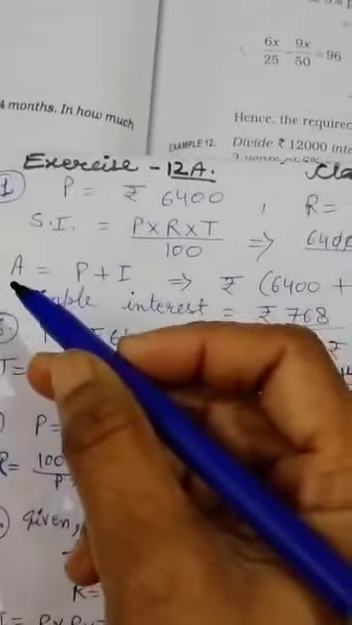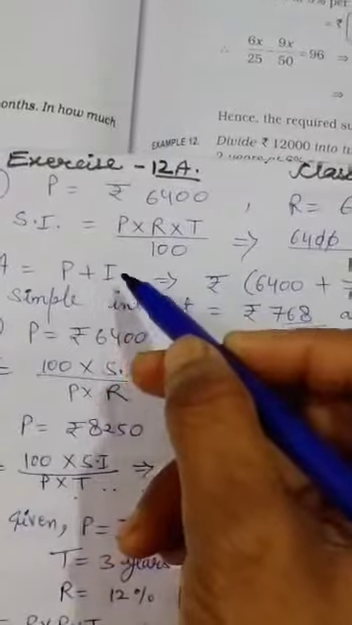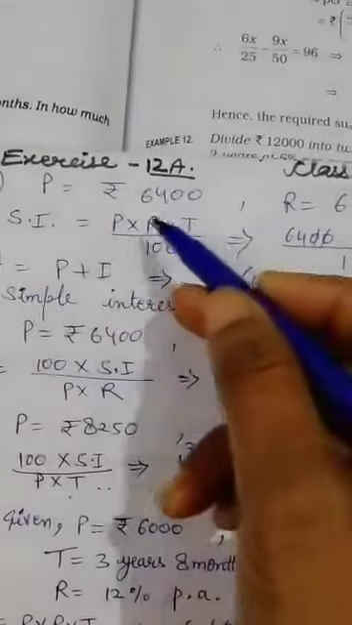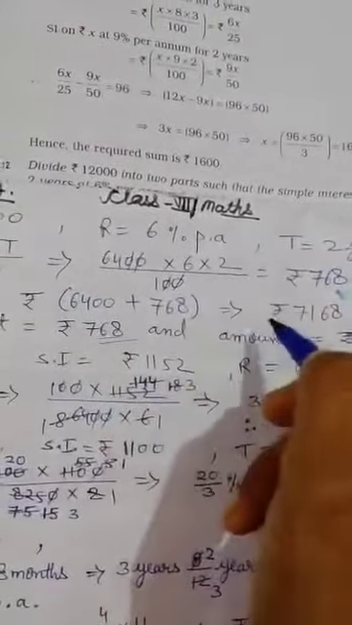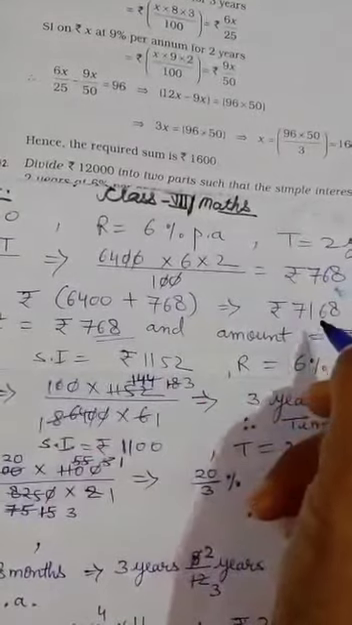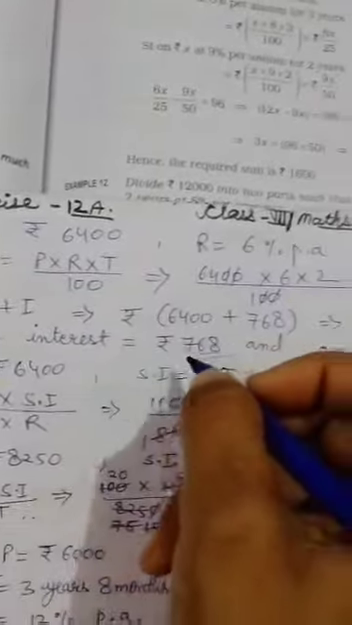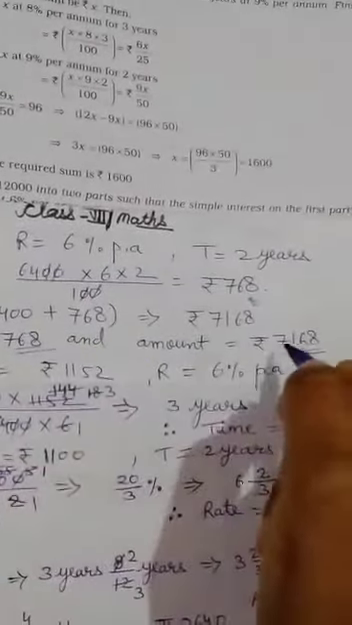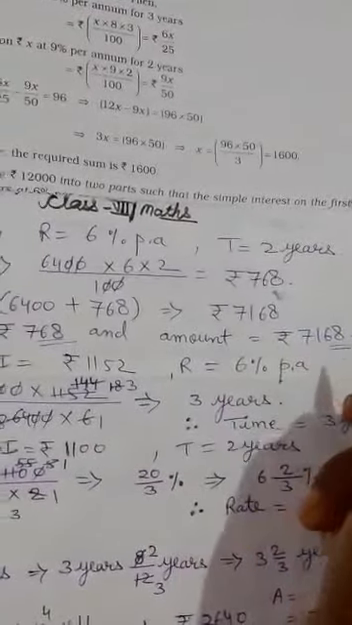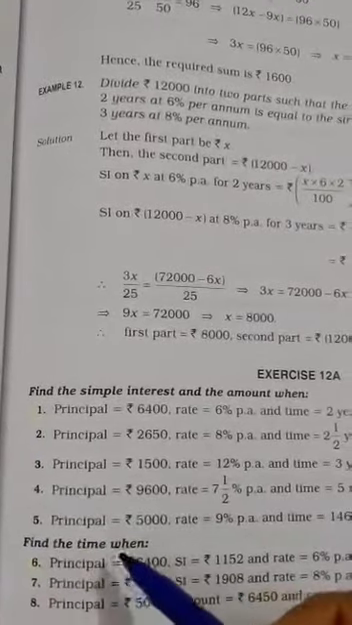Now next we have to find the amount. Formula is P plus I, that is principal plus interest. So principal is given 6,400 plus interest 768. Add it, you will get rupees 7,168. At last you have to write, therefore simple interest equals rupees 768 and amount is equal to rupees 7,168 as your answer.